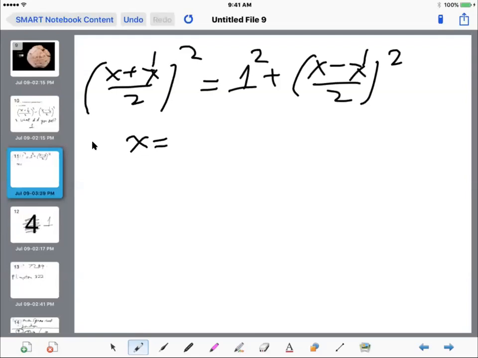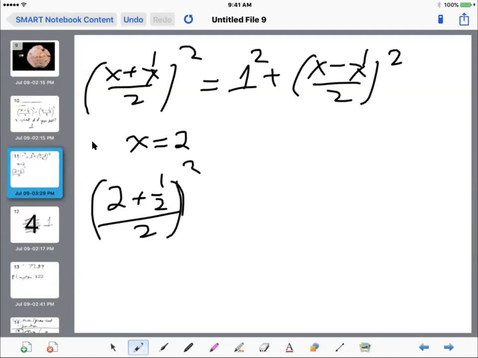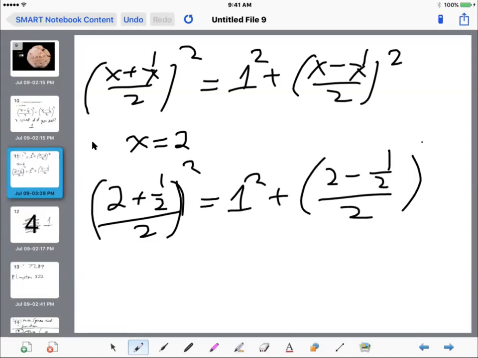I like to pick an integer or an improper fraction. So let's say x equals 2. I would have (2 plus 1 over 2 over 2) squared is equal to 1 squared plus (2 minus 1 over 2 over 2) squared. Well, 2 plus 1 half is 5 over 2, divided by 2 is 5 over 4, squared, equals 1 squared. And 2 minus 1 half is 3 over 2, divided by 2 is 3 over 4.